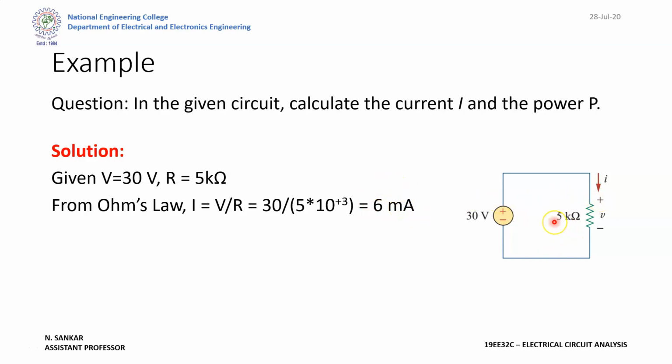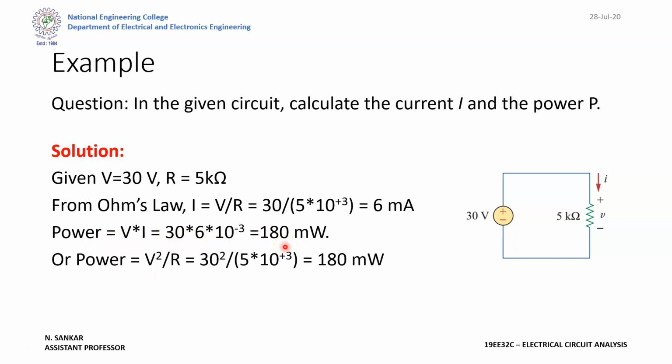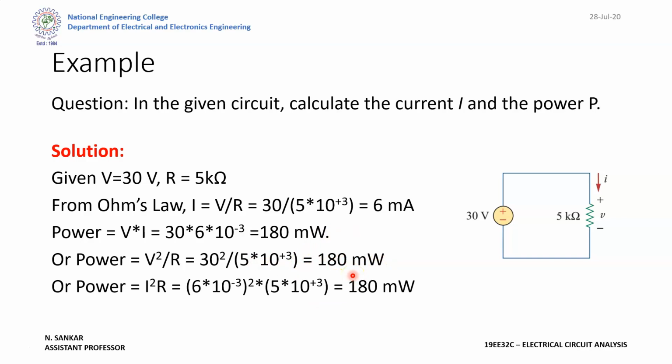Now the power can be calculated in terms of VI, V squared by R, or I squared R. In terms of VI, V is equal to 30 and I is equal to 6 into 10 power minus 3, so the answer is 180 milliwatt. In terms of V squared by R, the voltage is 30 and the resistance is 5 kilo ohm, so 30 squared divided by 5k, and the answer will be the same. Similarly, if you go for I squared R, your answer will also be the same, 180 milliwatt.